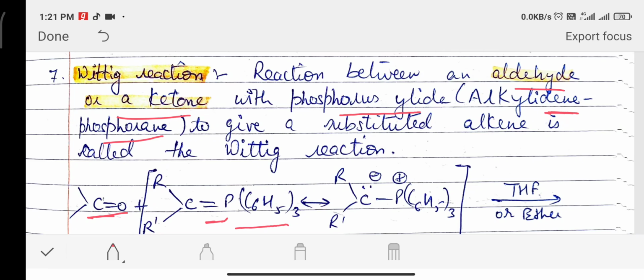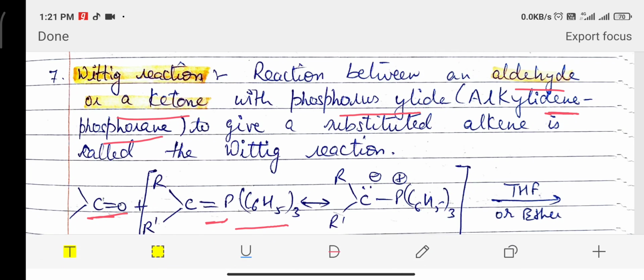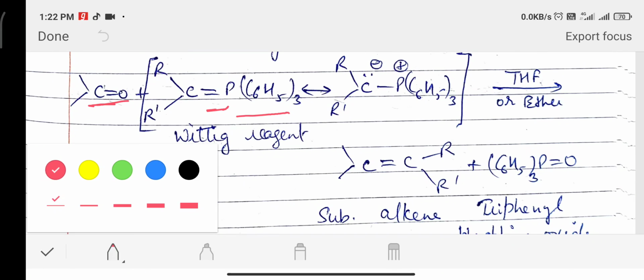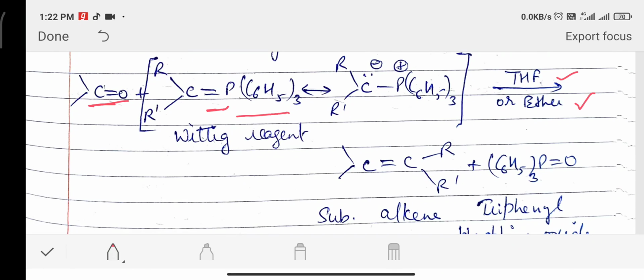So it is a phosphorus ylide. It reacts with an aldehyde or ketone in the presence of THF or ether to give this substituted alkene. In this, the oxygen combines with this group, and the remaining groups are attached to this carbon. So the double bond C R dash, and (C6H5)3 double bond O is attached. So it is triphenyl.